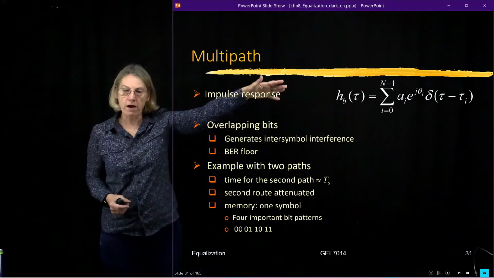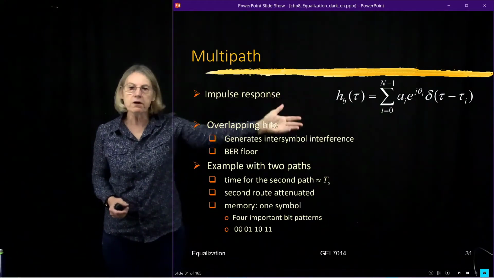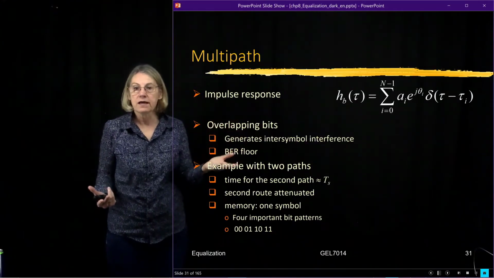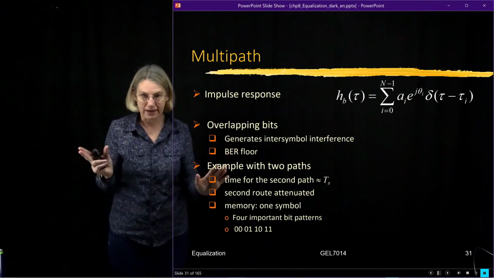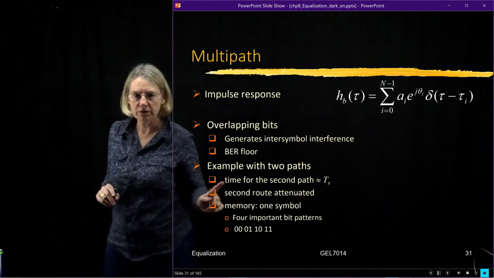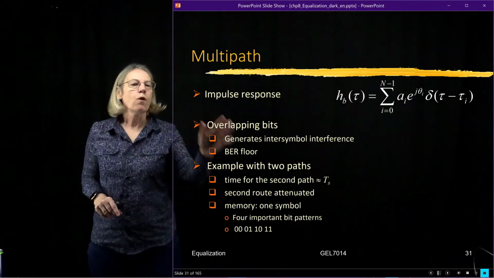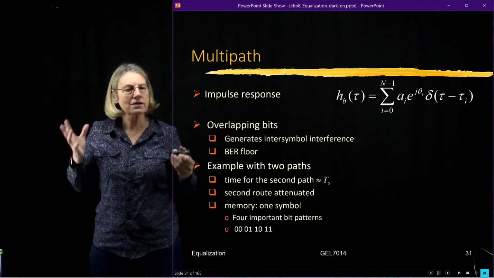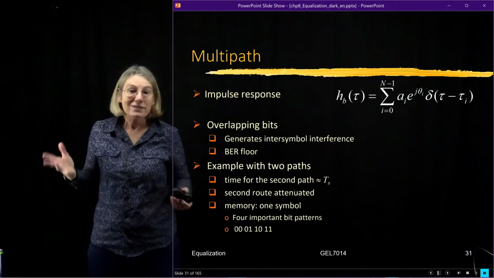So this is the form of the impulse response, and we can see from this form that it will generate intersymbol interference because we're going to have overlapping bits. And because we have overlapping bits and intersymbol interference, we can get a bit error rate floor. Very bad for communications. So just think of the simplest example. Just two paths. Suppose that one path is one symbol later than the other path. Okay, very simple conceptually. So the second route, it may be attenuated, probably is attenuated.